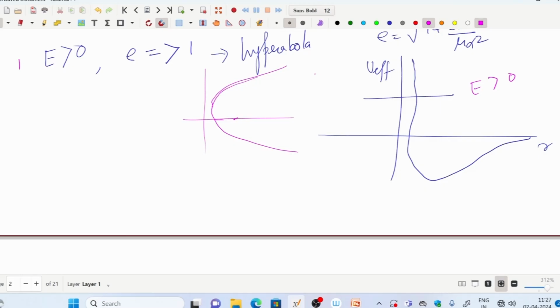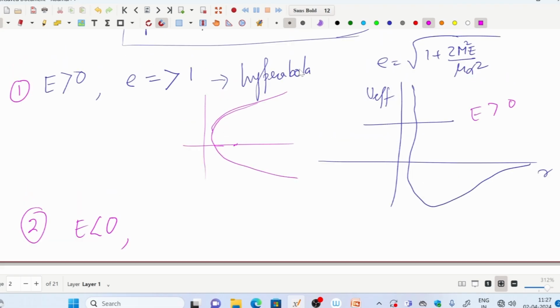Now, let us consider E less than 0. So that was case 1. Case 2, we have E less than 0, negative energy. So for E less than 0, this term will be negative, and your small e, the eccentricity, will be less than 1, implying that this will be an ellipse.